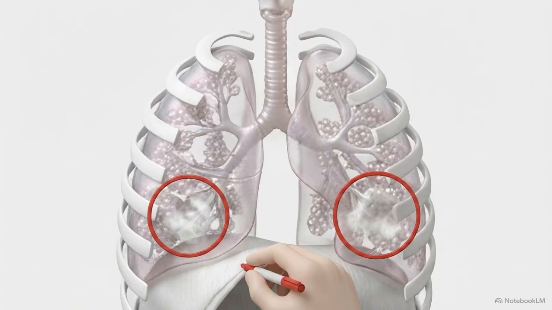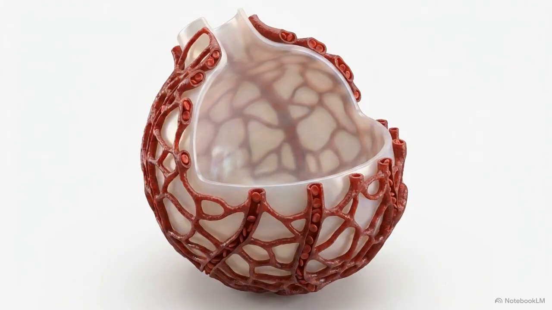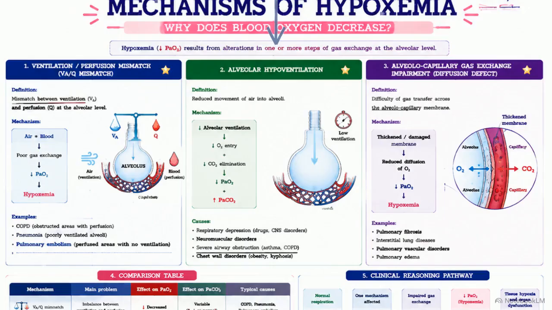Ultimately, if the lungs fail to maintain the balance of ventilation, perfusion, and diffusion, the direct result is hypoxemia or hypercapnia. This is the physiological definition of respiratory failure, and left unchecked, it starves the organs entirely. Hypoxemia results directly from specific structural or mechanical alterations occurring at the alveolar level. This diagram illustrates three mechanisms driving down oxygen.